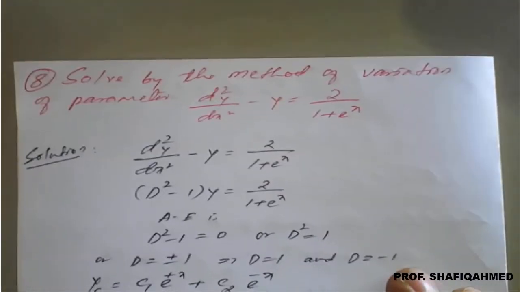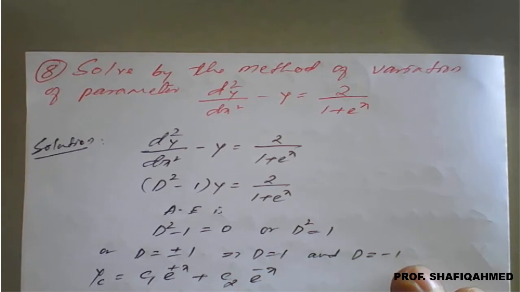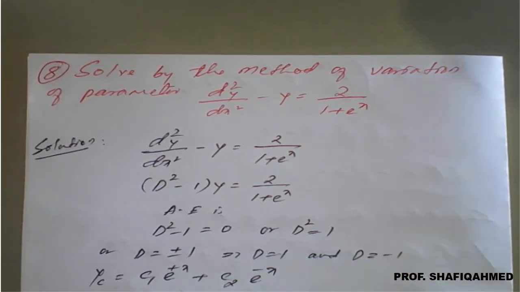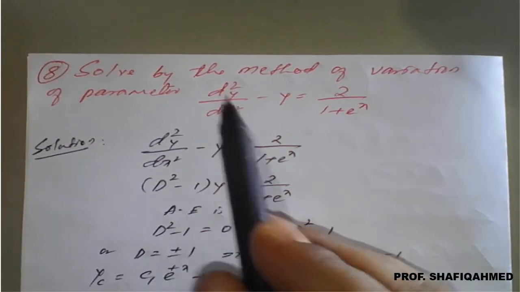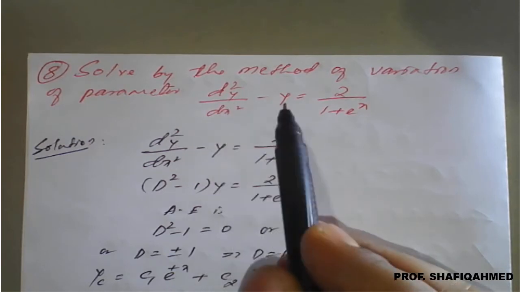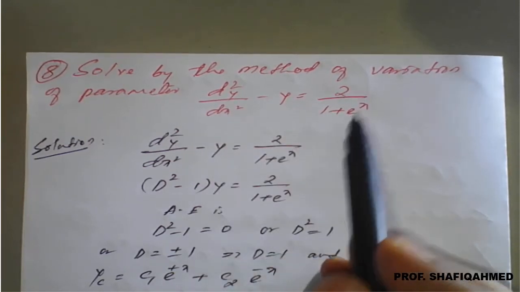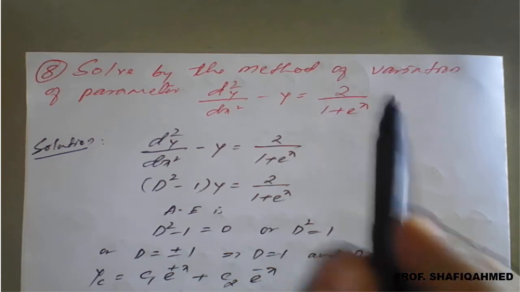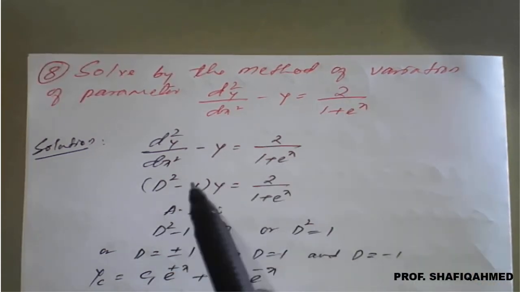Now we'll see the next example. Solve by the method of variation of parameters d square y upon dx square minus y is equal to 2 upon 1 plus e raised to x. So this is a new kind of right hand side. So how to solve, we'll see.